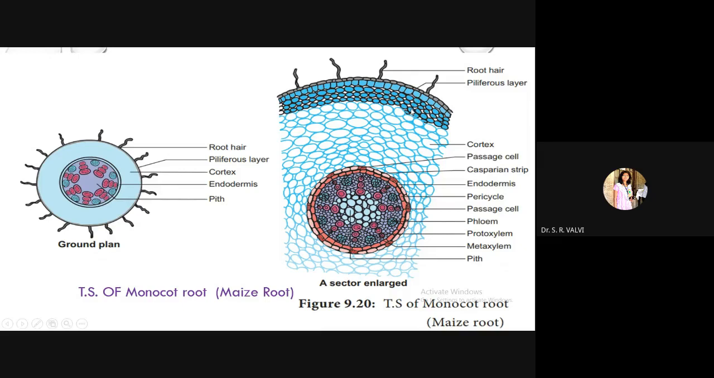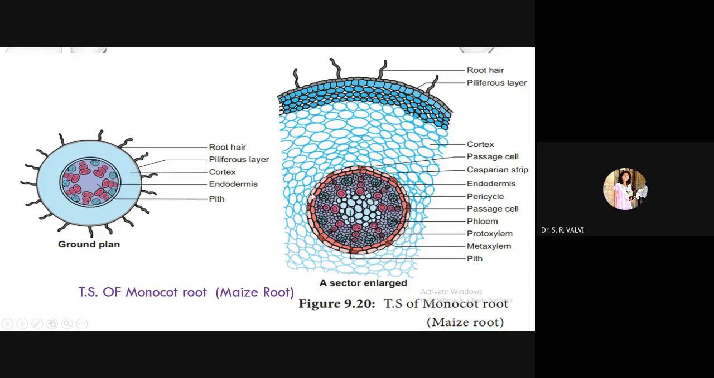Do remember, they are compactly arranged. And next, faint blue colored cells. See my cursor. These faint blue colored cells which have the intercellular spaces are made up of parenchymatous cells. Wherever there are parenchymatous cells, you have to remember it helps in storage of food material. Getting? And now next to the cortex, this is the main inner part.